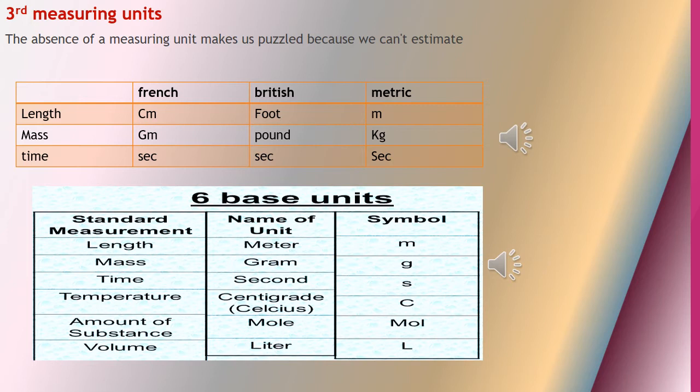French system: length in centimeter, mass in gram, time in second. To make it easier for us, in the French system everything is very small. So length in centimeter, mass in gram, time in second. Metric system, or SI units, that we are using today: length in meter, mass in kilogram, and time in second. The British system: length in foot, mass in pound, time in second.